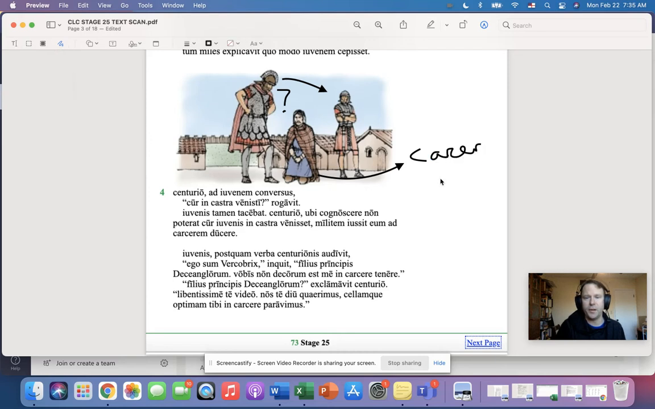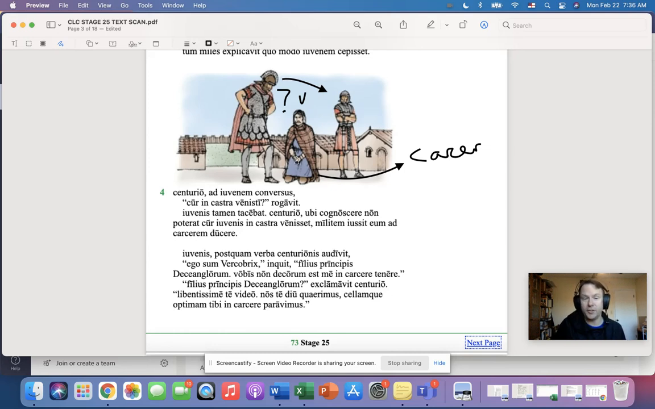All right, so, there's your homo. Postquam verba centurionis audivit, he does actually finally say something. He says, ego sum Vercobrix. Let's put a big V over his head. Ah, Vercobrix, not an arrow, but a V. You can do that. Okay. Ego sum Vercobrix, filius principis Decangloruim. Vobis non decorum est me in carcere tenere.